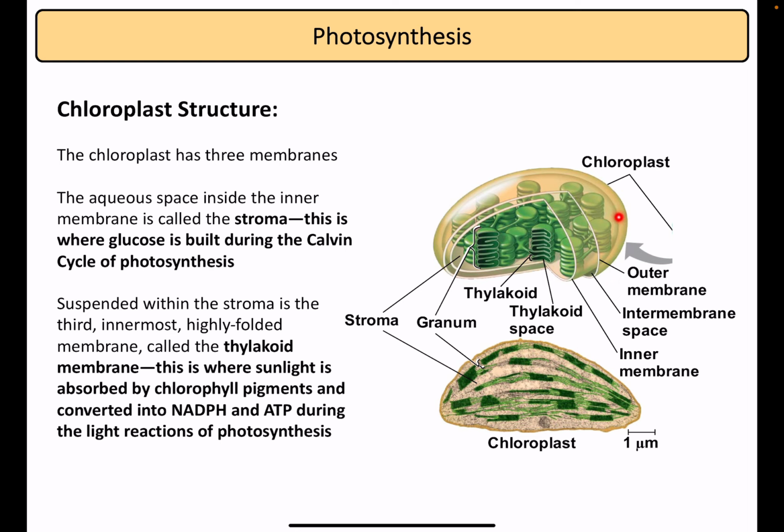So there's an outer membrane, followed by an inner membrane, and then inside the inner membrane is a space or a compartment, analogous to the matrix. And this space here inside the inner membrane is called the stroma. And it is inside this space called the stroma where stage 2 of photosynthesis occurs. That's called the Calvin cycle.